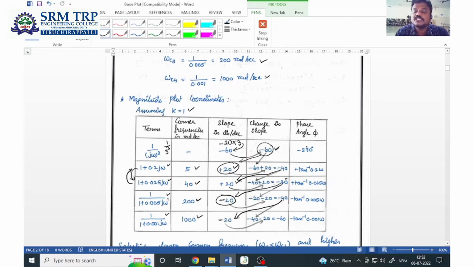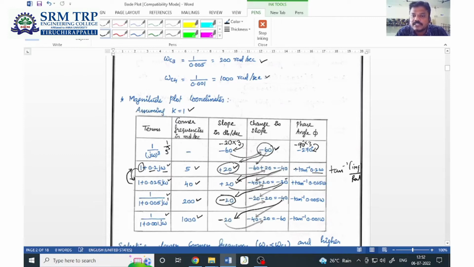And the last column is framing the phase angle. We know when s is present in the denominator, it contributes minus 90 degrees angle, right? And the degree is 3, so into 3 will give you minus 270 degrees. Similarly, for the simple pole and simple zero, the phase angle formula is always tan inverse of imaginary part divided by real part. So here the real part is 1. Imaginary part is 0.2 omega. So I have taken tan inverse of 0.2 omega divided by 1, which will give you tan inverse of 0.2 omega.